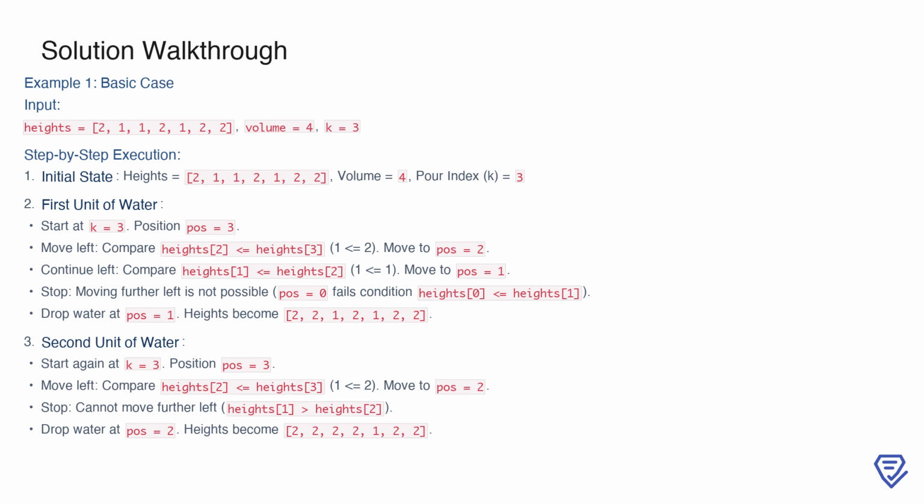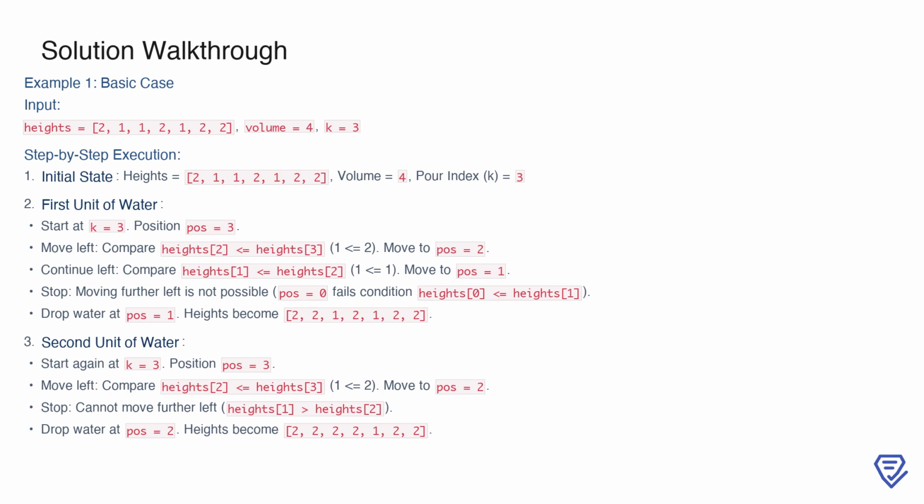Moving left, we compare heights[2] with heights[3] and see that 1 is less than or equal to 2, so we move to position 2. Continuing left, we compare heights[1] with heights[2] and find 1 equals 1, allowing us to move to position 1. However, we can't move further left because heights[0] > heights[1]. At this point, we drop the first unit of water at position 1, increasing its height to 2. The updated heights become 2, 2, 1, 2, 1, 2, 2.